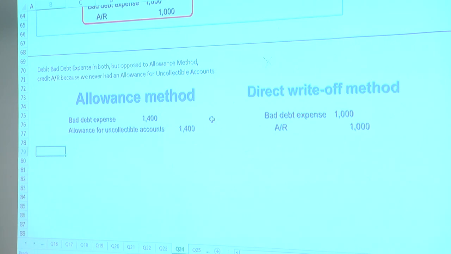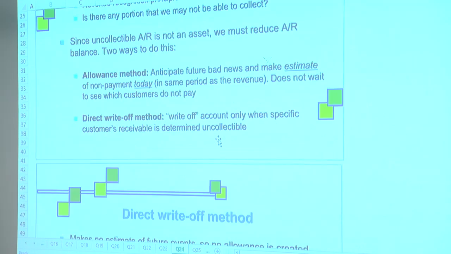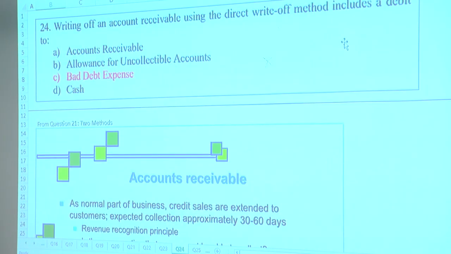So you can see that in both methods, we're debiting bad debt expense. And they happen at different times. So the allowance method happens in anticipation of that. But the difference in the entry here is that with the allowance method, you credit the allowance for uncollectible accounts, and with the direct write-off method, you directly credit accounts receivable. So that's the difference between the two methods. So in this case, the direct write-off method includes a debit to bad debt expense.